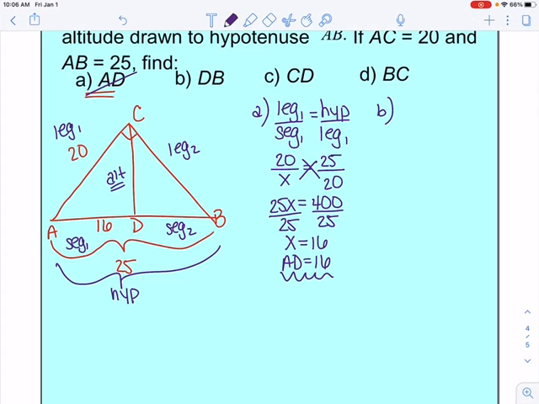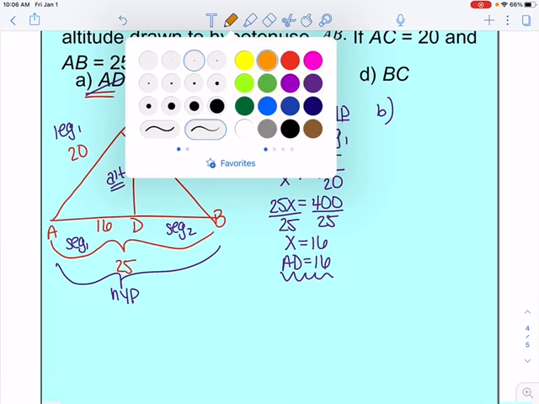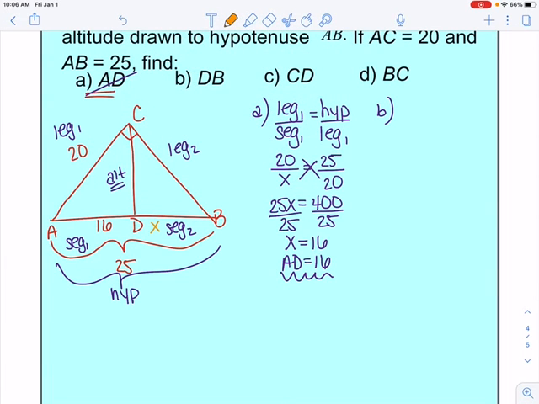I need to find DB. So DB is, change to orange, DB is this piece here that I just put that orange X in. And now I have something about segment 2. Okay, so again, I don't actually even have to set up a proportion in this one. I can, but why bother?